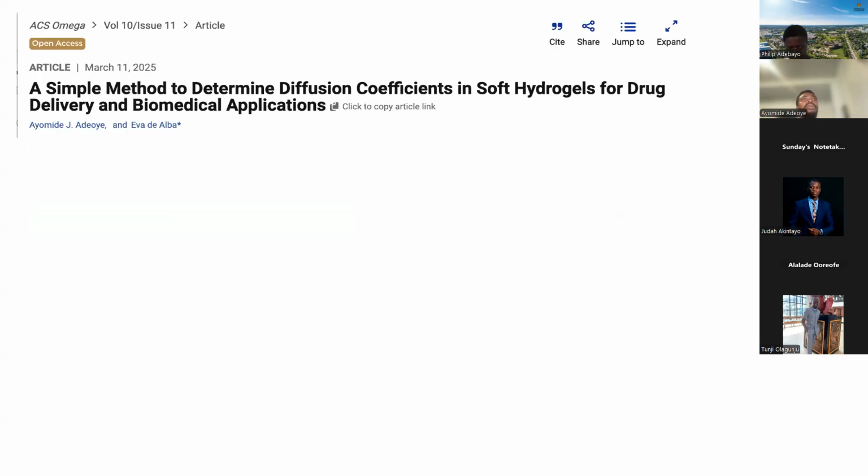So the research I'll be talking on is titled "A Simple Method to determine diffusion coefficient in soft hydrogel for drug delivery and biomedical application." And the objective of this research is that I'm trying to develop a method that could be used to study how particles of different sizes diffuse in soft hydrogels.